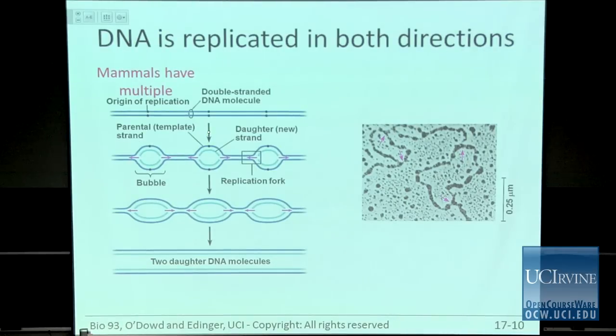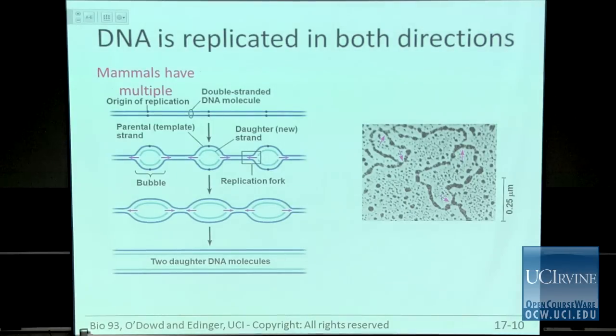The origin of replication here, where the two strands are pulled apart, is in the center of the replication bubble. So right here in the middle. A lot of times people get confused about that. The origin is where the strands were first pulled apart.